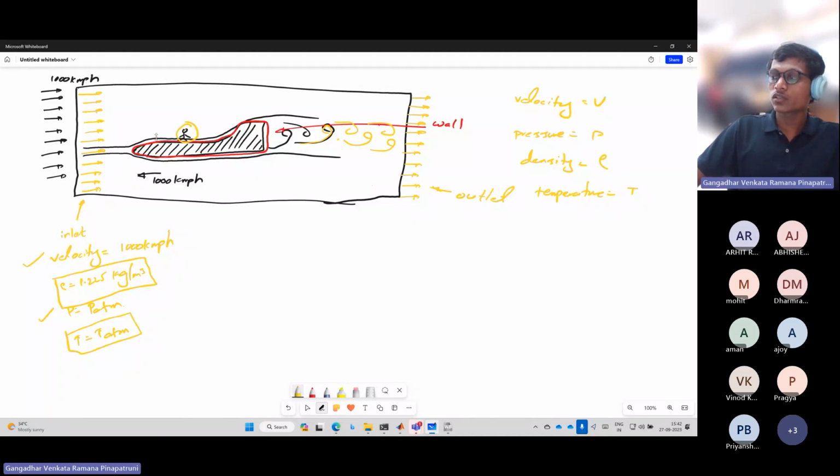Did you get my question? The question is, I'm saying that the exit velocity need not be 1,000 kmph. It may be more or less than that. I'm saying that V exit is not necessarily equal to 1,000 kmph. So what should be the condition? What else can I use? I cannot use exit velocity as 1,000 kmph as the exit boundary condition. So what else do I need to use?